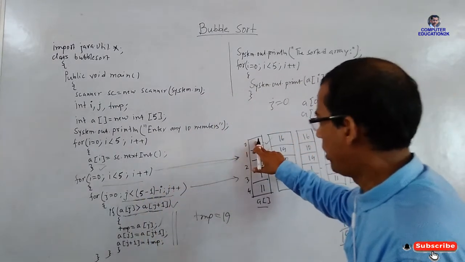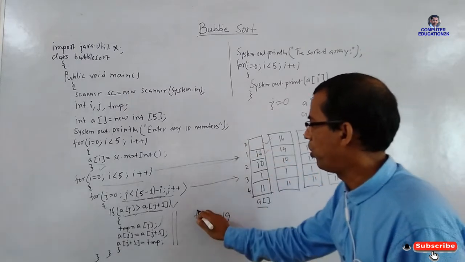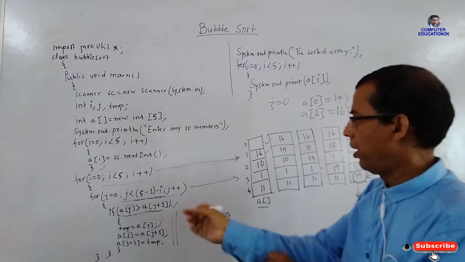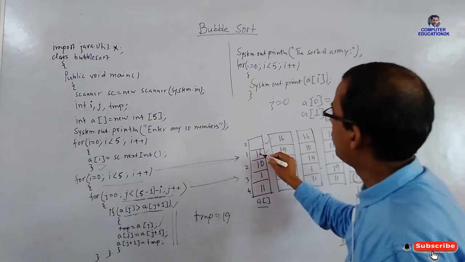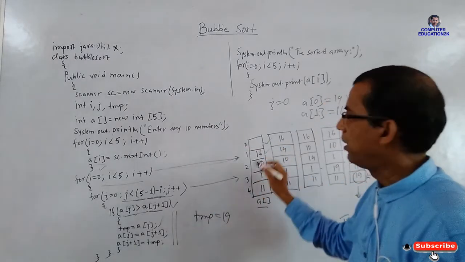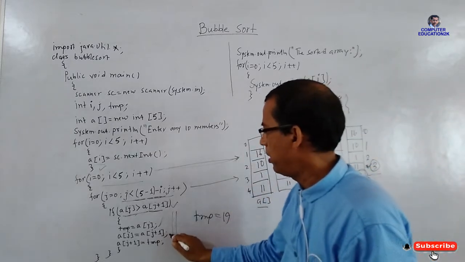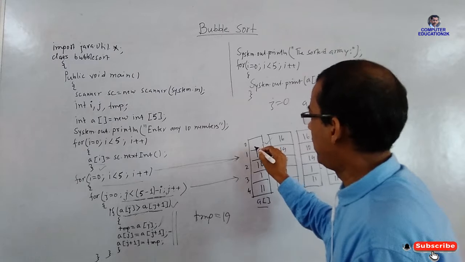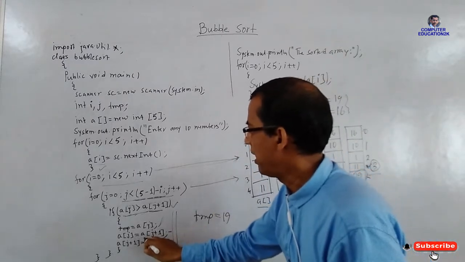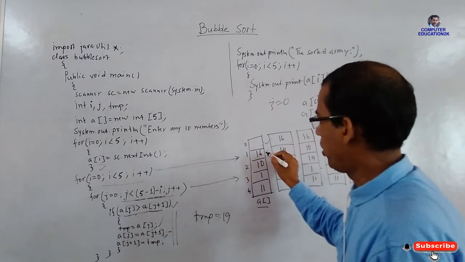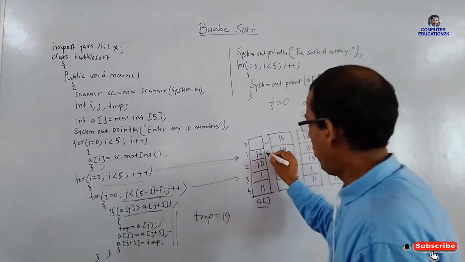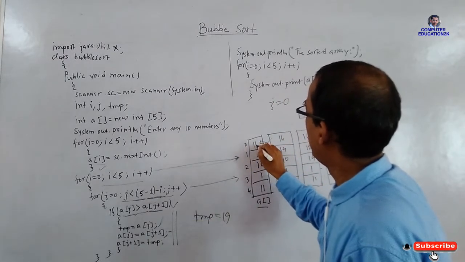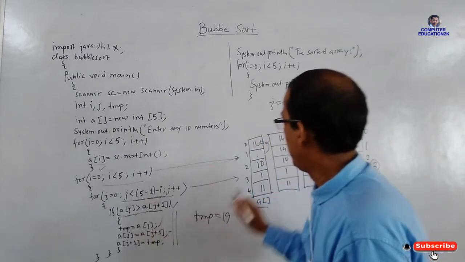As you have removed 19 from here and stored it in temp, this cell is now empty. Now you can bring 16 over here, and that has been done here. a of j, j is 0. You are storing what? a of j plus 1. j plus 1 means a of 1. The a of 1 value is going here. That means 16 is going here.